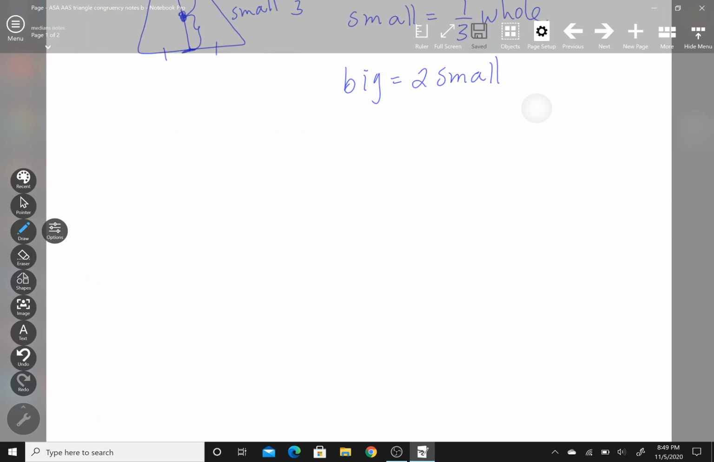So we're going to try this first example. I'm going to draw a triangle, and we're going to call it triangle GHI, GHI. And we've got our medians.